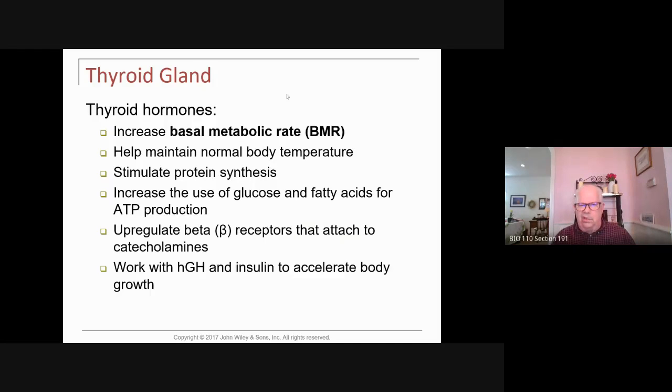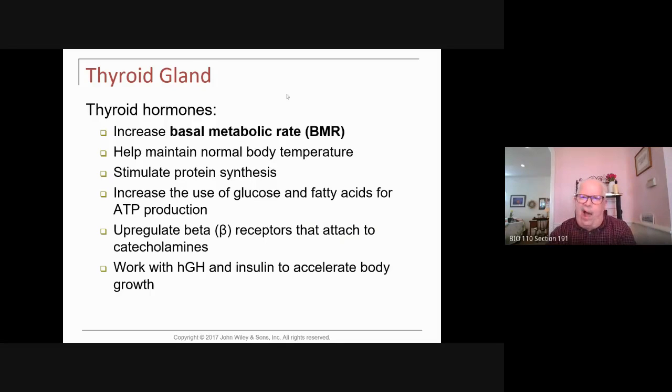It also works with two very important hormones, growth hormone and insulin, to accelerate body growth. Thyroid hormone, growth hormone, and insulin are the three hormones that are required for normal cellular growth. You will have lectures by students in a week or so on hypothyroidism and hyperthyroidism. Okay?